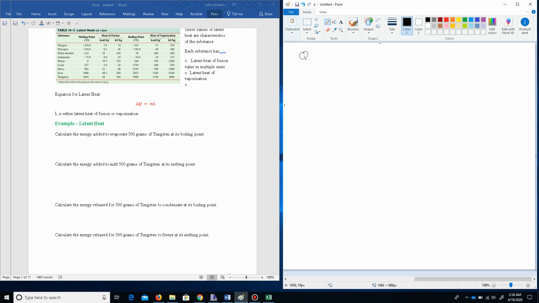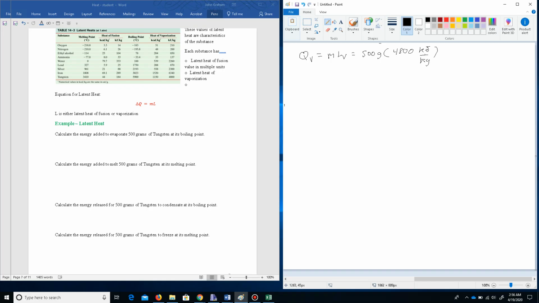So the energy to evaporate, I put V there for that. It's going to be mass times latent heat of vaporization. 500 grams is the mass. Latent heat of vaporization for tungsten. We'll find tungsten. What will be the latent heat of vaporization? You do kilojoules per kilogram. So 4,800 kilojoules per kilogram.